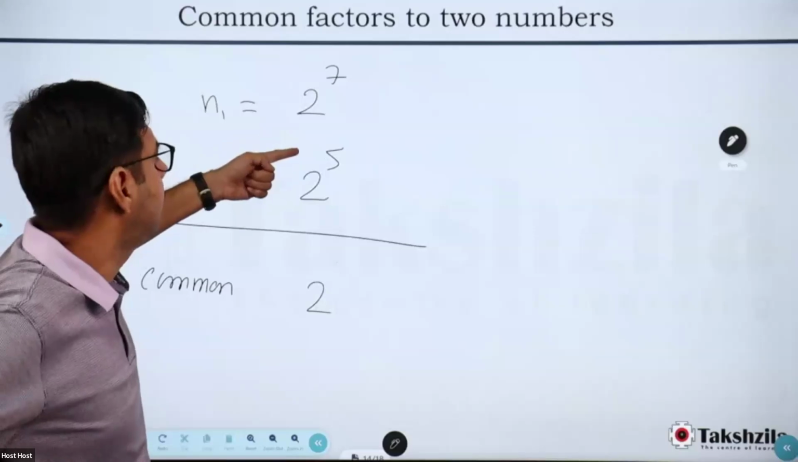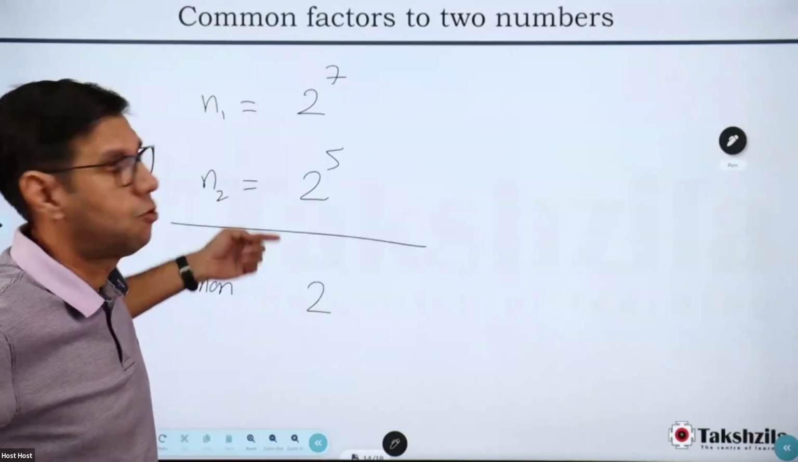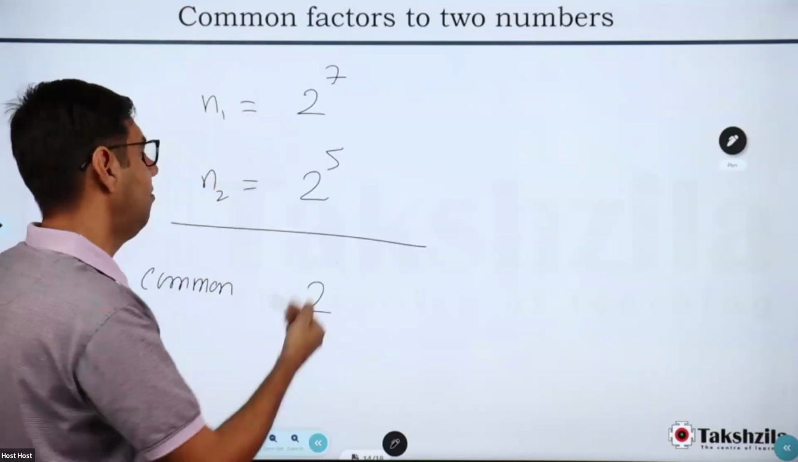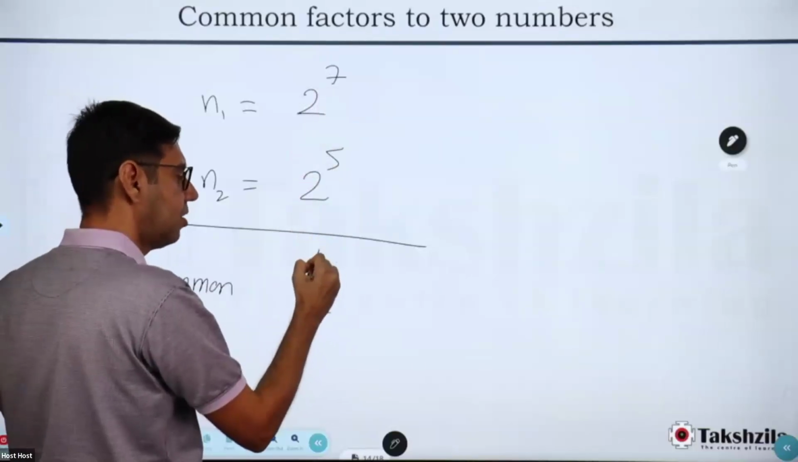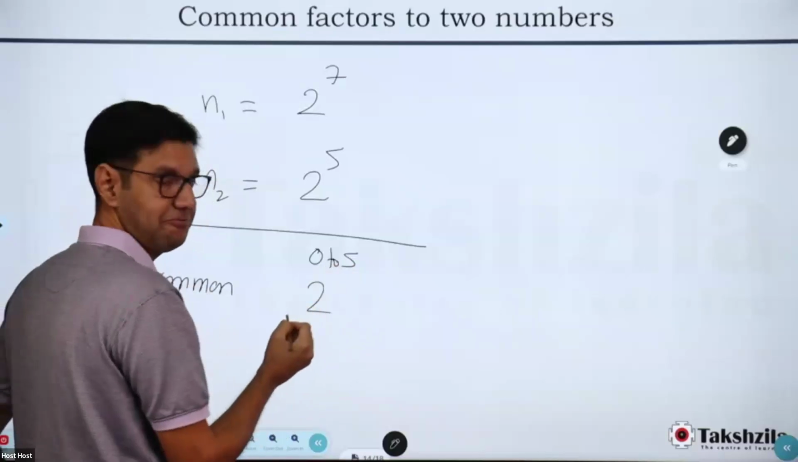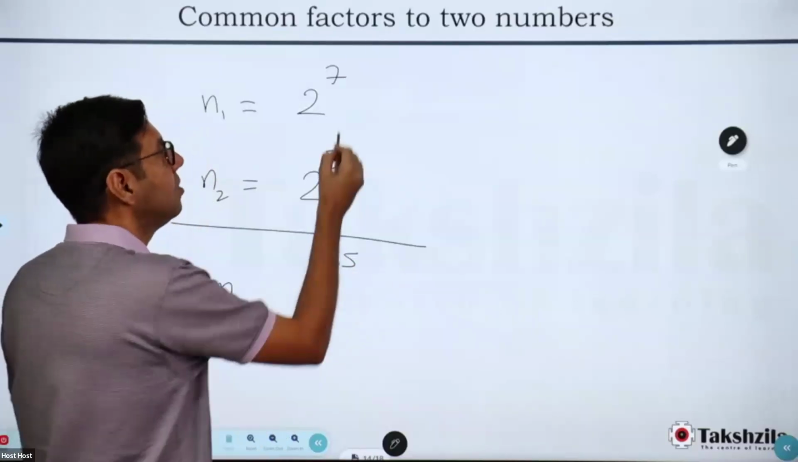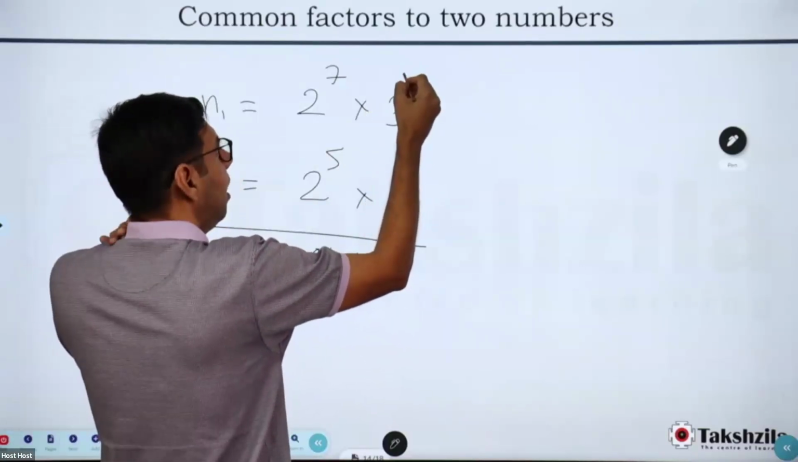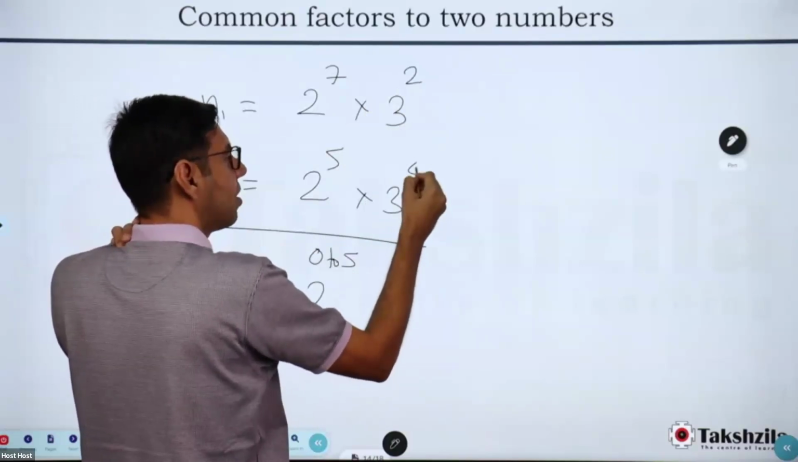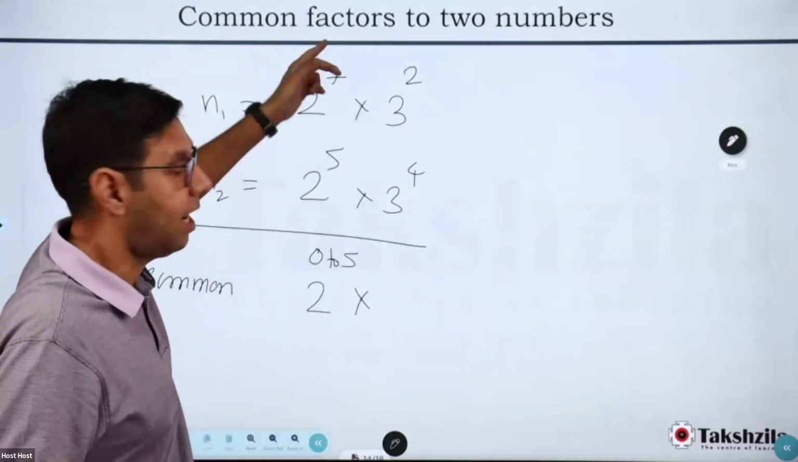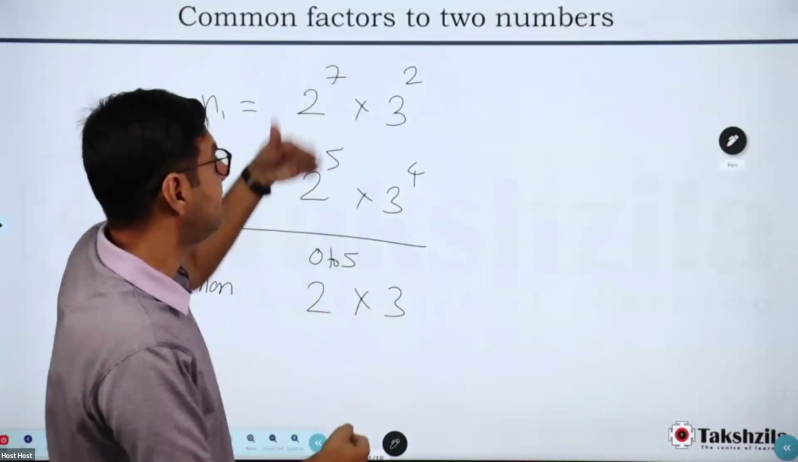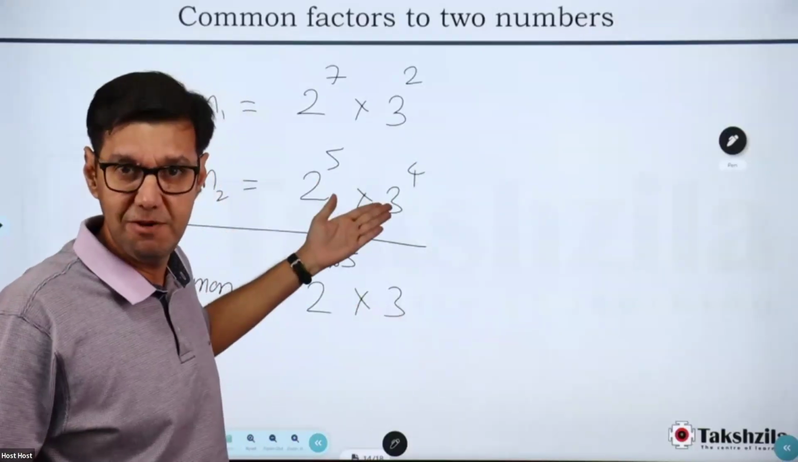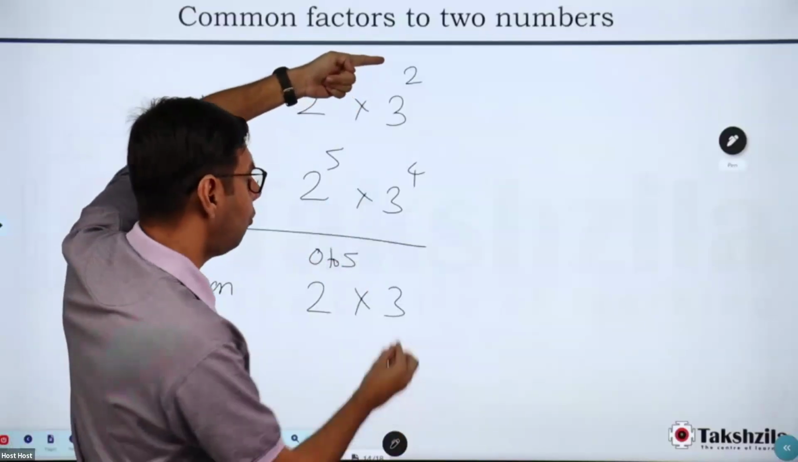Can it be 2 raised to 6? Think and tell. 2 raised to 6 will divide this, but it won't divide this. So what will we take? We will take the smaller of the numbers. So it could go anywhere from 0 to 5. Okay, so now you know. So this is 3 raised to 2 and 3 raised to 4. This time you wanted a common factor. Now you will need a number which divides this also, this also. This is the bigger number. There'll be more things that will divide, but I want both. So you will take that lower one.